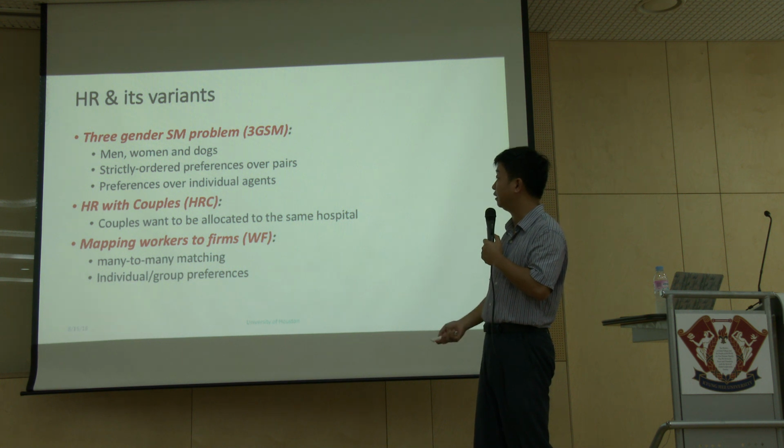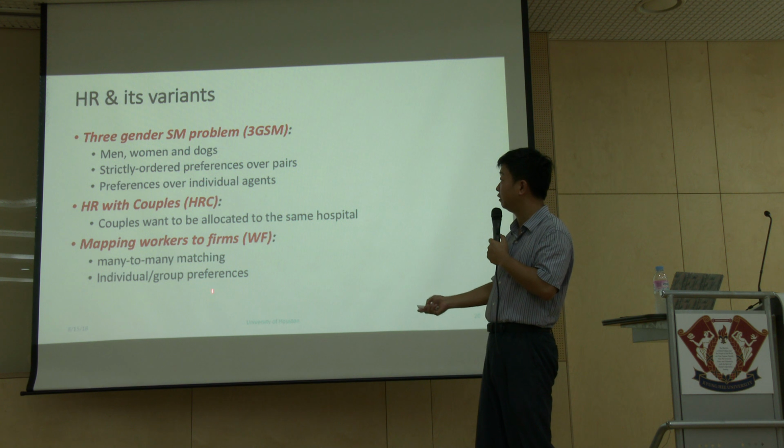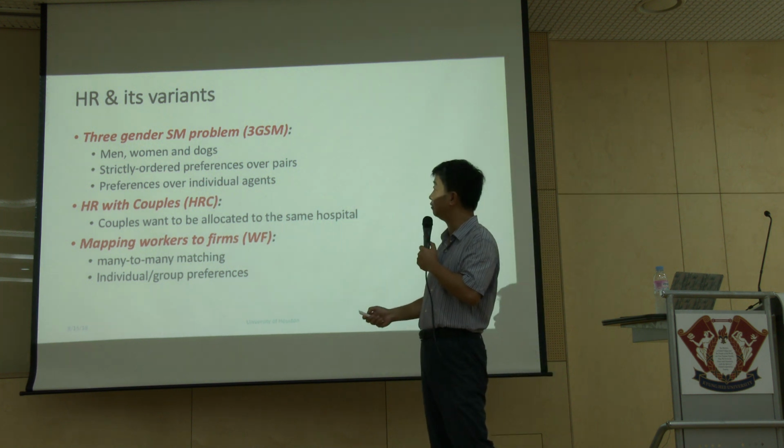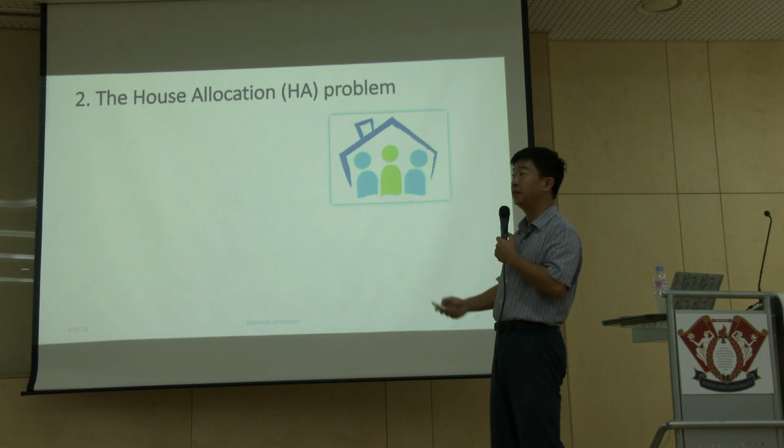So basically, this one, and also they have the individual and the group preference. So a group of people have the preference. So there are some kind of variation here as well. And that is the first type.